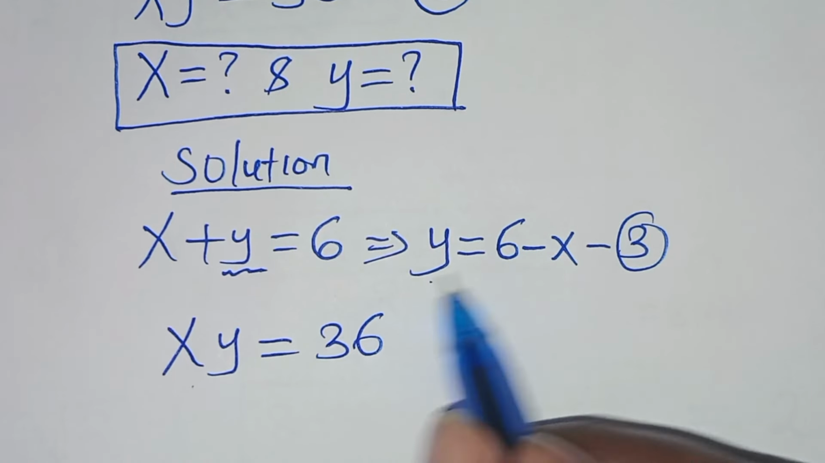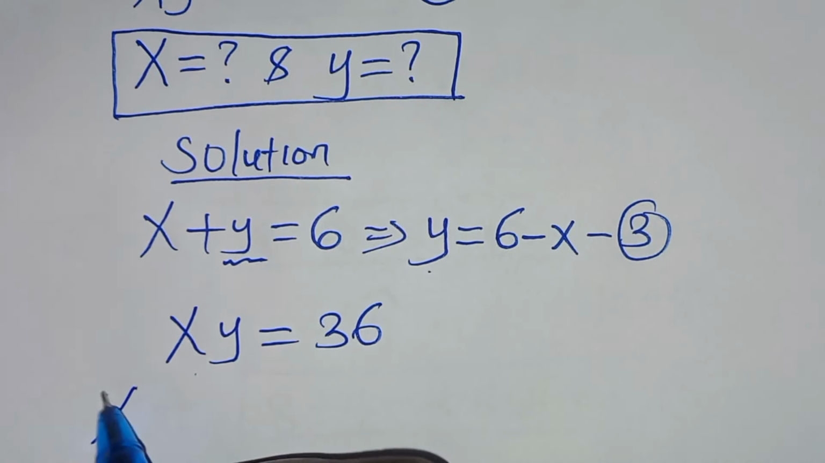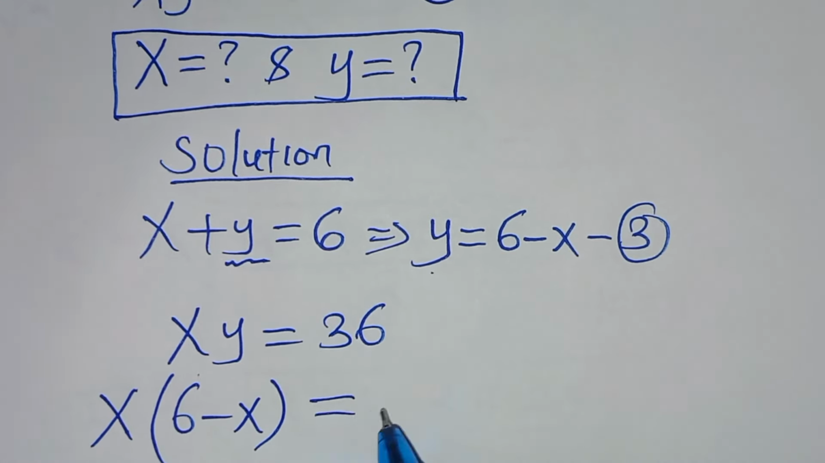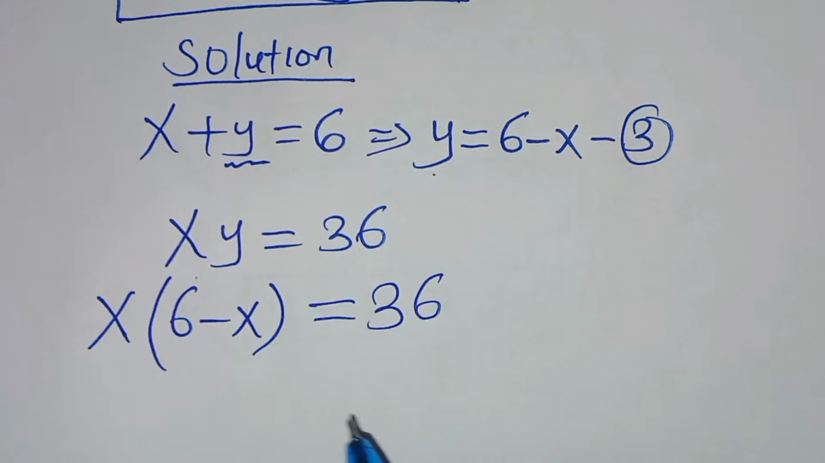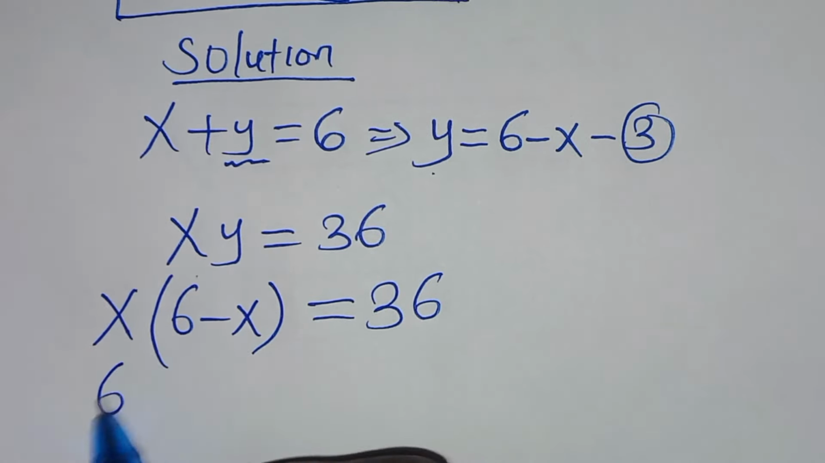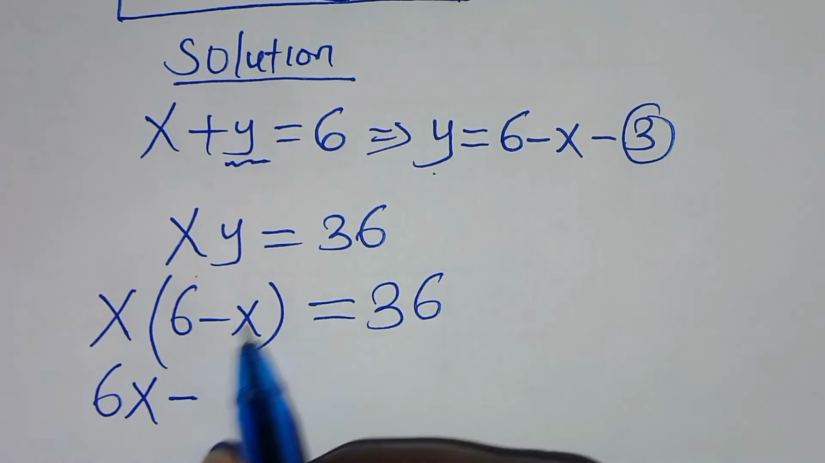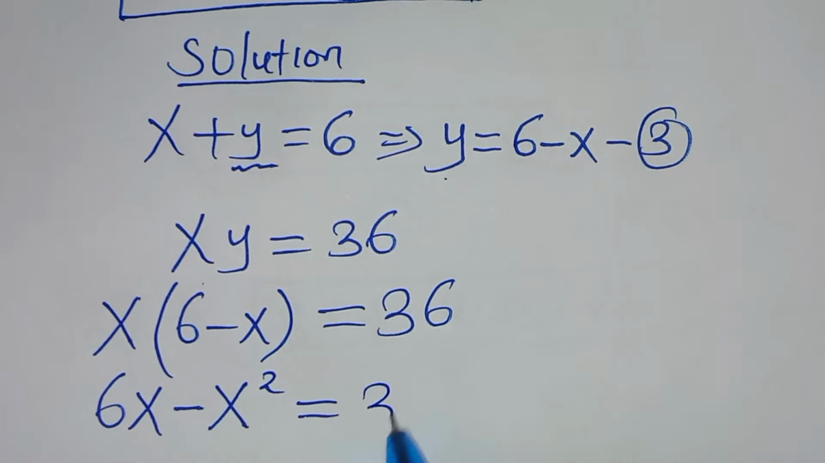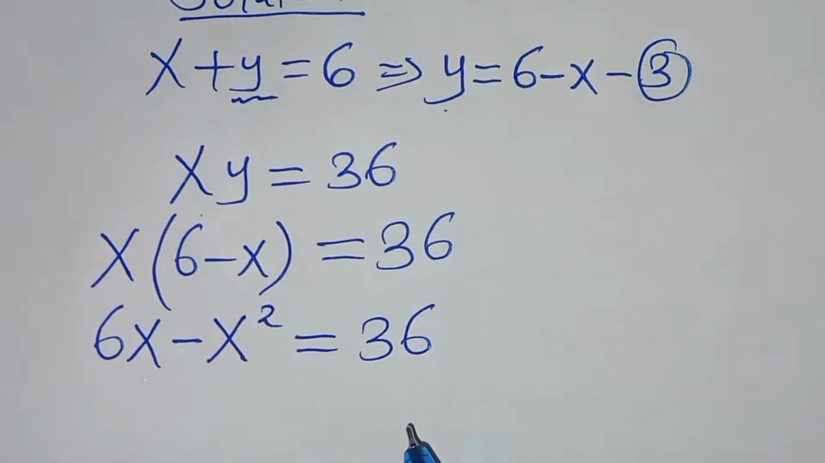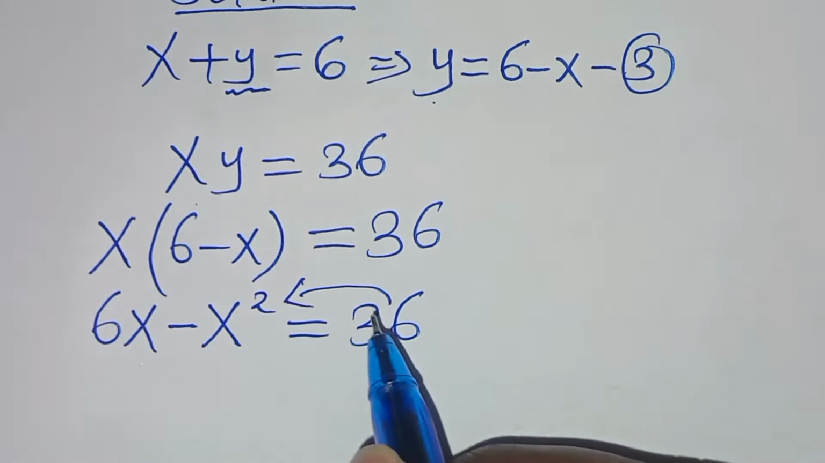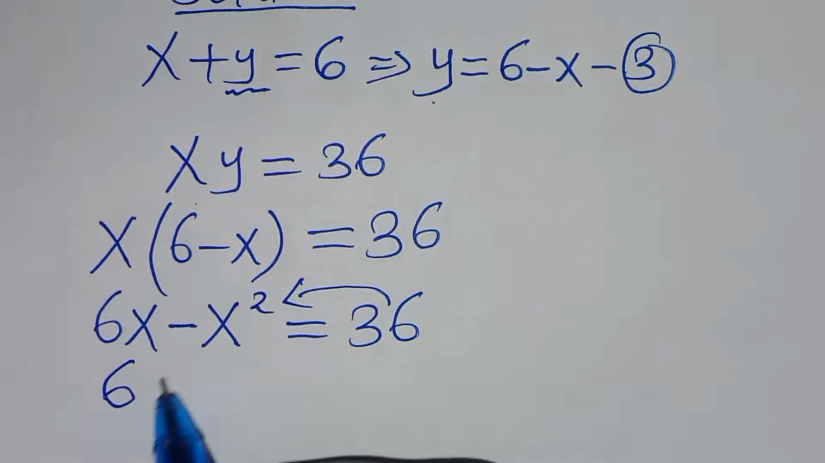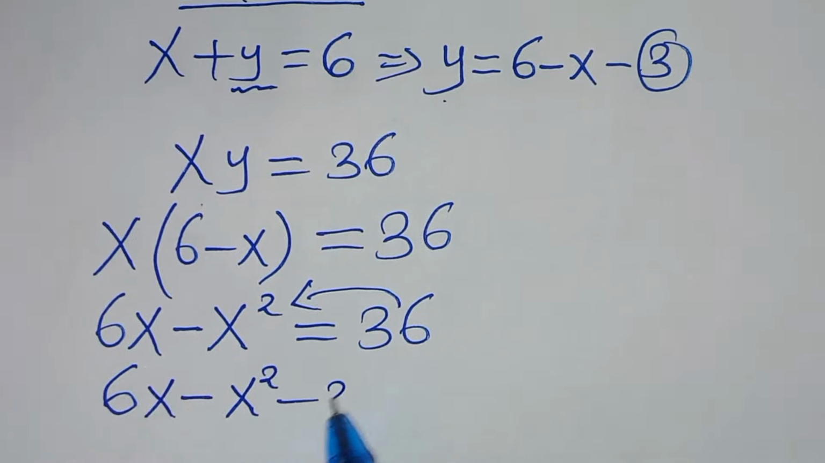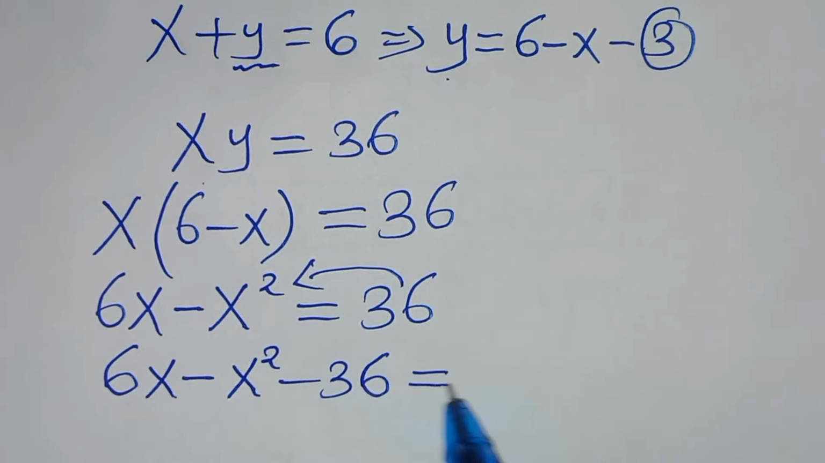Let's substitute y from here. So we have x times 6 minus x, equal to 36. x times 6 is 6x, minus x times x is minus x squared, equal to 36. Let's take 36 to the left hand side so that we have 6x minus x squared minus 36 equal to 0.